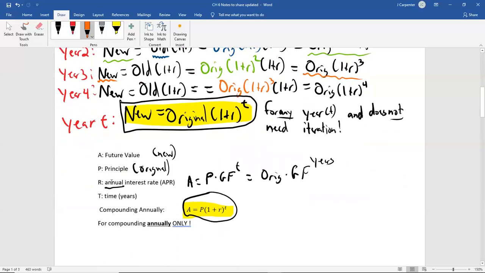So here is some very common lettering for several terms. A, we tend to denote as the ending value or the future value, what we were calling the new amount in the previous highlight. P is the principal. This is the starting value, the original value. R is our annual interest rate. Now, if they tell us that we're compounding daily or monthly or whatever, they are generally going to give us the annual interest rate. T is the time in years.